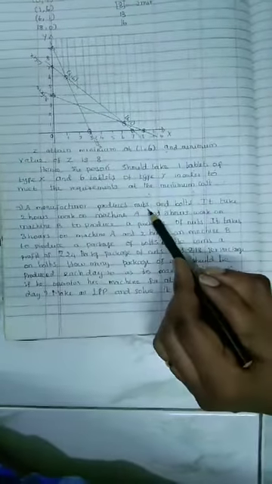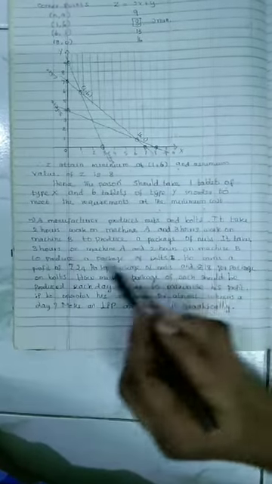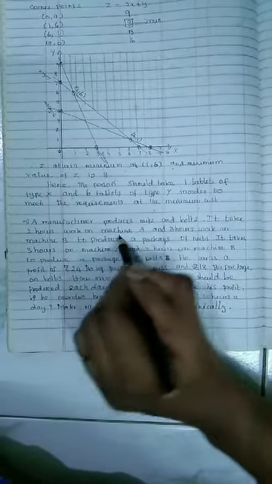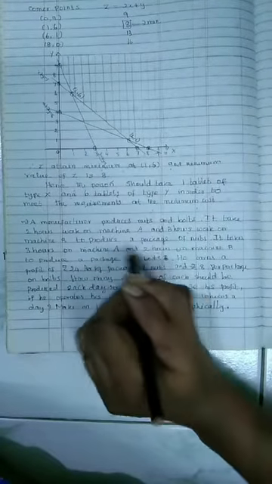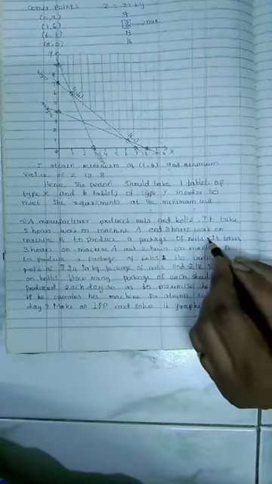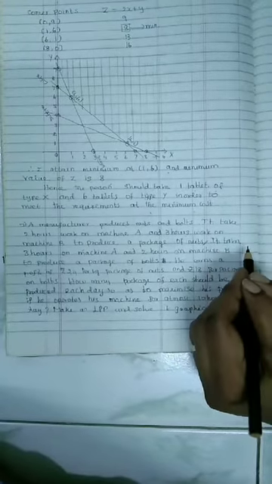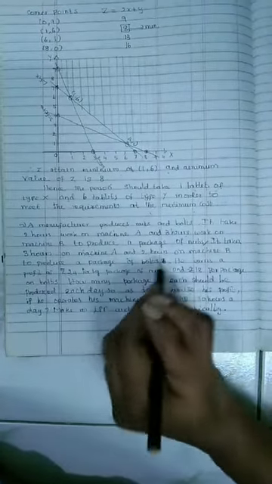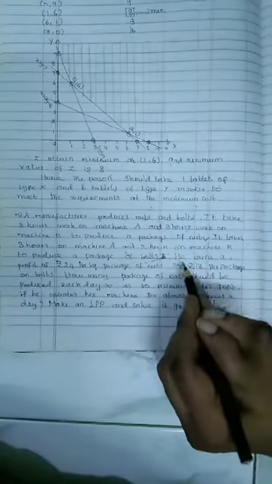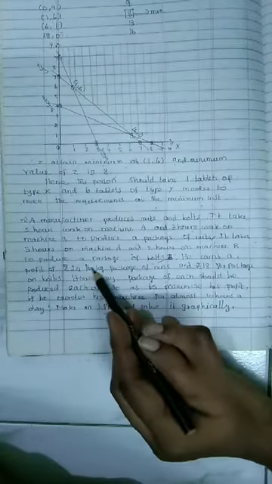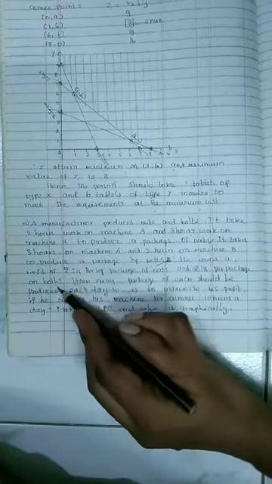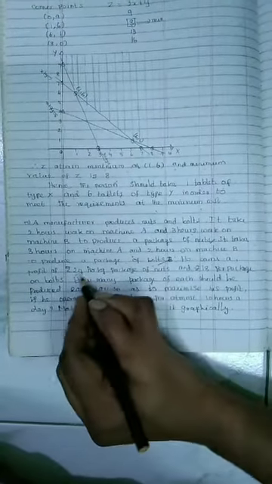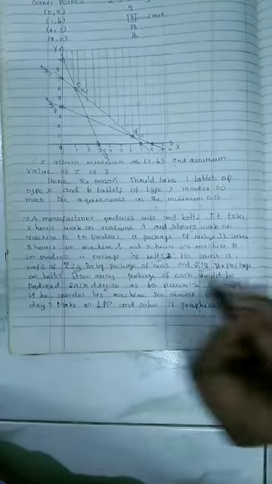A manufacturer produces nuts and bolts. It takes 2 hours work on machine A and 3 hours work on machine B to produce a package of nuts. Okay, this calculation is only for nuts, and it takes 3 hours on machine A and 2 hours on machine B to produce a package of bolts. So this is on bolts. He earns a profit of rupees 24 per kg package of nuts and rupees 18 per kg package of bolts. Okay, so 24 for nuts and then 18 for bolts.